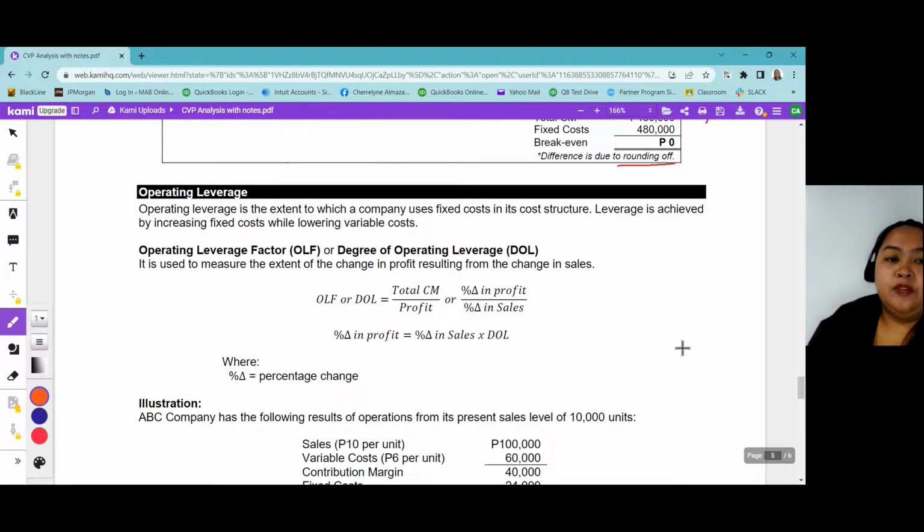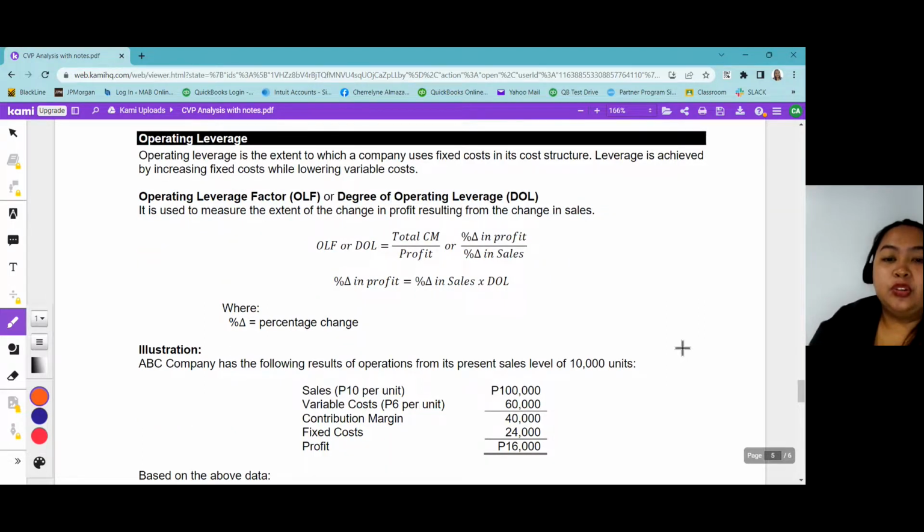Okay? Next. For the degree of operating leverage naman, ito yung dependency ng entity sa paggamit ng kanyang fixed cost. Okay? Also, yung degree of operating leverage is nagagamit din natin to predict yung magiging changes sa profit if in case magkakaroon tayo ng changes sa sales natin. Okay? So the formula for your degree of operating leverage is equals to your total CM divided by profit, or percentage change in profit divided by the percentage change in sales. Okay?